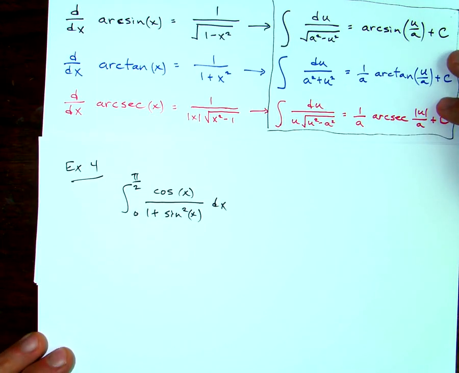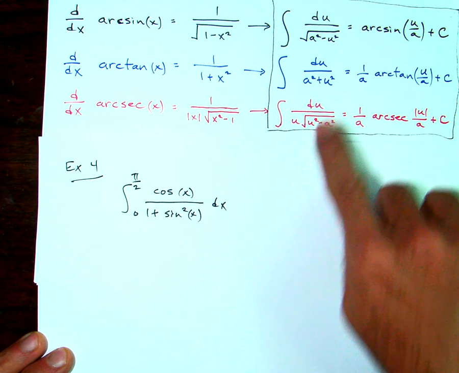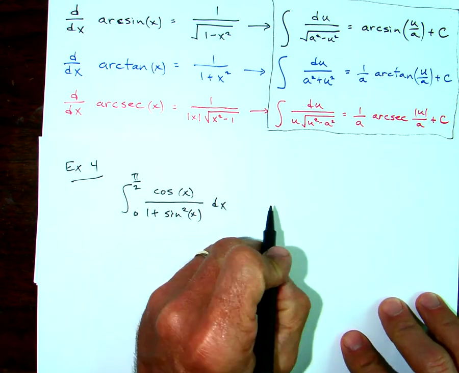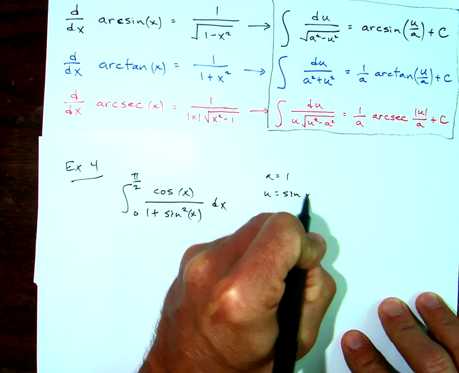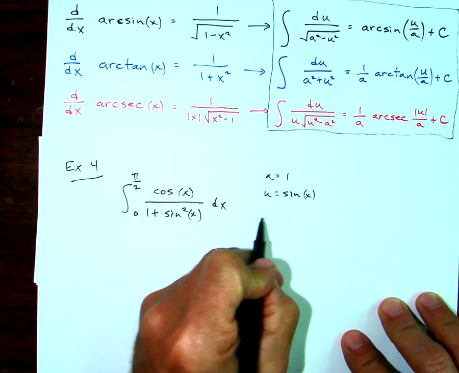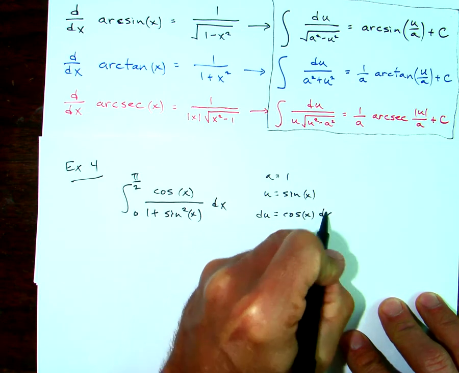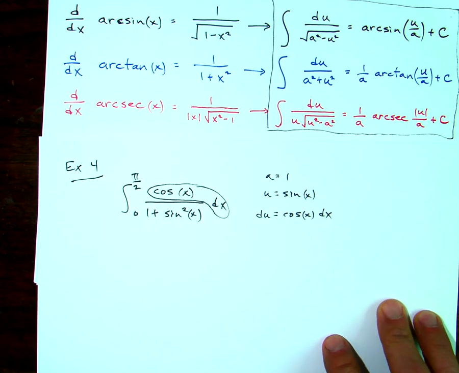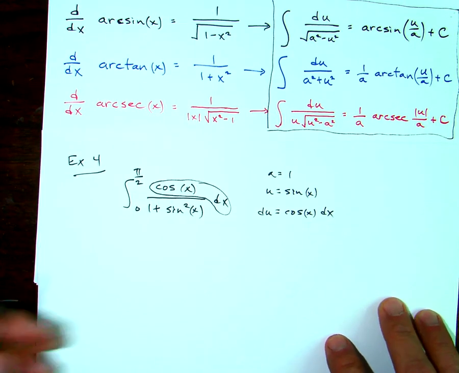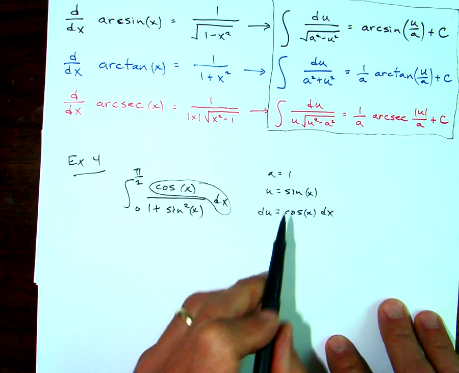Right, the only thing that this could possibly fit would be this, because there's no radical in the denominator. So if it's going to fit this, then a would have to equal 1, and u would have to equal sine of x. Right? So that means that du is the derivative of sine, which is cosine of x dx. So that works out pretty nicely since I have a factor of cosine of x dx right here. The other thing I can do then is change my limits of integration to u, right?